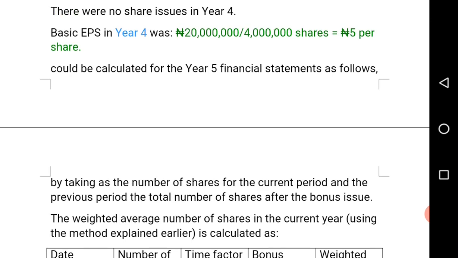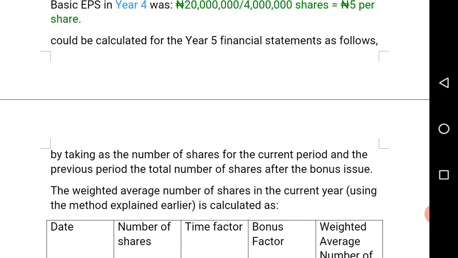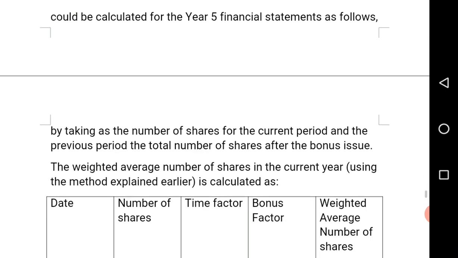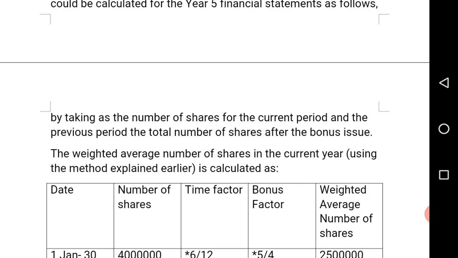It says it could be calculated for year 5's financial statements as follows: taking as the number of shares for the current period and previous period the total number of shares after the bonus issue, the weighted average number of shares in the current year, using the method explained earlier. Note that the only problem here is how to calculate the weighted average number of shares, and that is the denominator. The earnings doesn't change here.